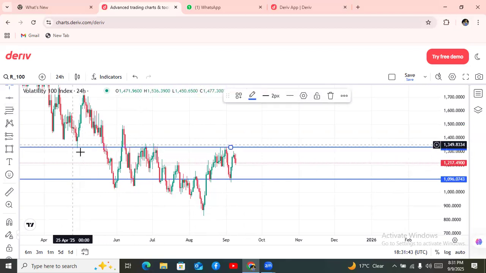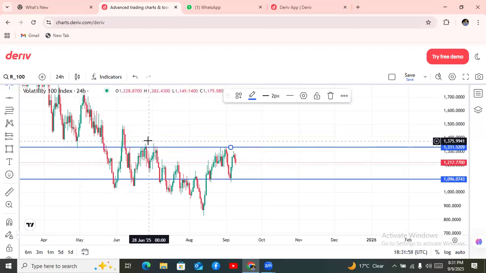because it served as a support there. There was a reaction there. And it also served as a resistance there. It served as a support there. It served as a resistance there. So that is why it's a very crucial area.